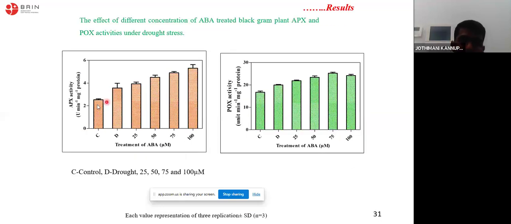The APX and peroxidase activity also increased with 75 micromolar and 100 micromolar ABA treated black gram plants when compared to control and other concentrations.